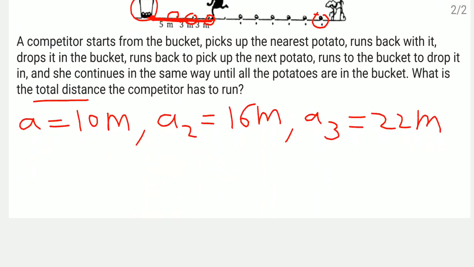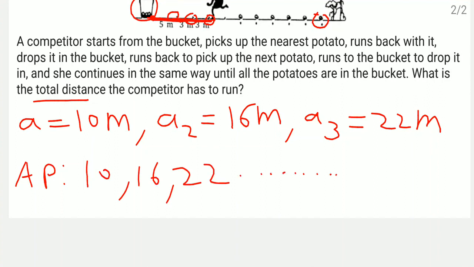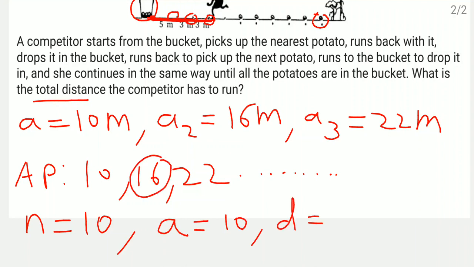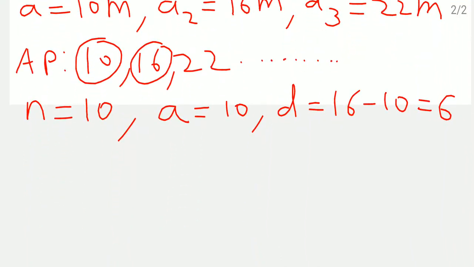So in this way, she will pick up all the 10 potatoes. So here we will write down AP. First term is 10, second term is 16, third term is 22, and in this way the terms will keep on going on till 10 potatoes. It means that number of potatoes are 10. So number of terms are 10. Now looking at this AP, our first term is 10 and the common difference is A2 − A1, which comes as 16 − 10, which is equal to 6. Okay. Now with the help of this information, we'll find out the total distance.